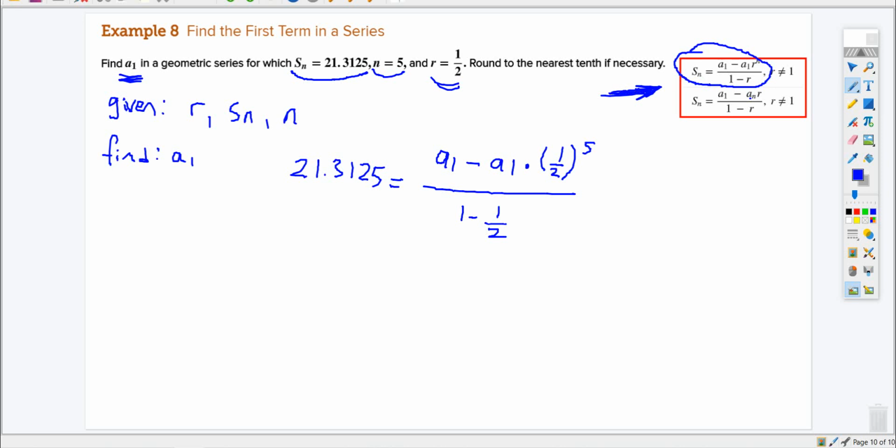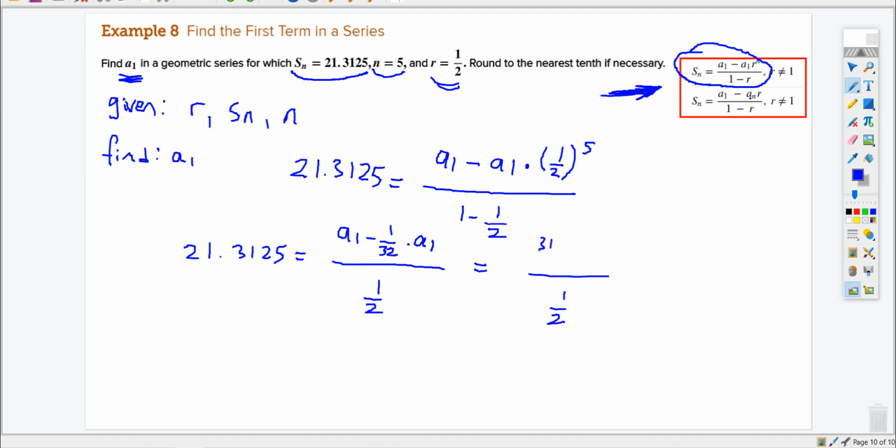We'll just do the math, that's it. 21.3125, and if you do the bottom denominator, you will get a 1 over 2. On top it's like this: A1 minus, if you take the 5th power of 1 over 2, that's 1 over 32 A1. I just switched them, I put 1 over 32 in the front. If you fix the top, that's going to get you 31 over 32 A1, is equal to again 21.3125.